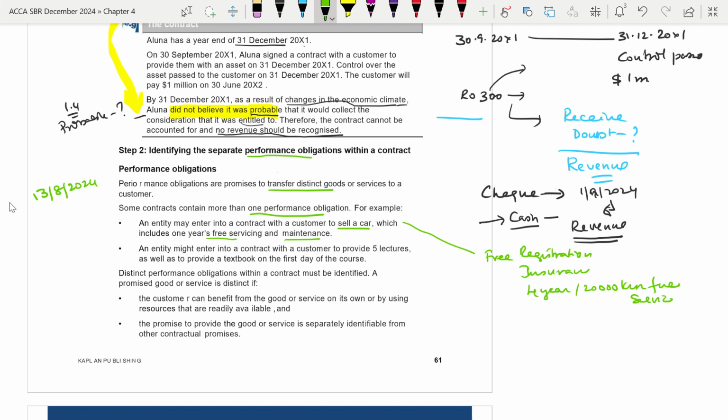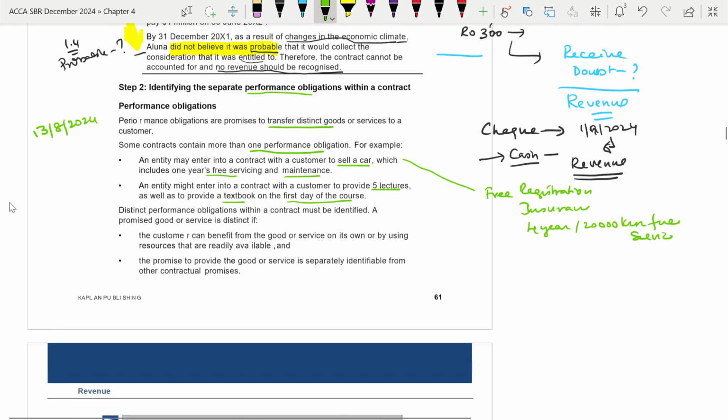An entity might enter a contract with a customer to provide 5 lectures. They say that we are going to provide the textbook on the first day of the course. They are saying that this is a complete package. Nowadays people are coming with this type of proposal. This type of proposal contains more than one performance obligation. There are distinct performance obligations within the contract.